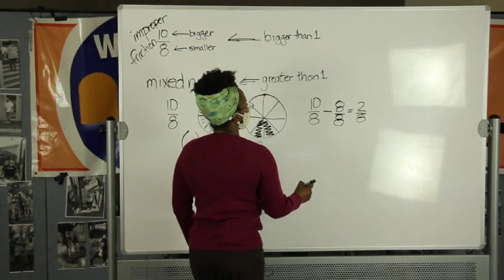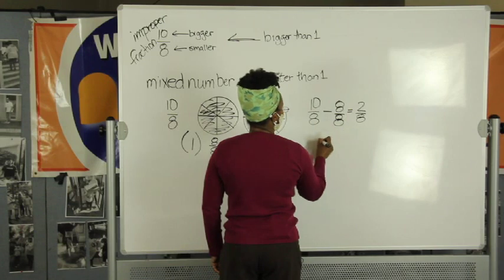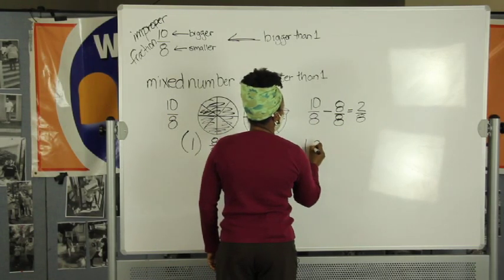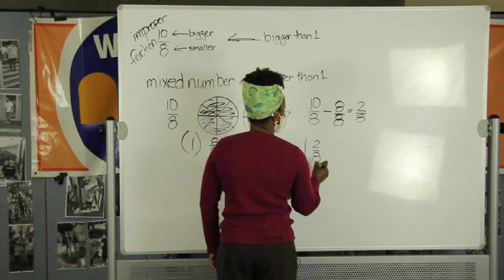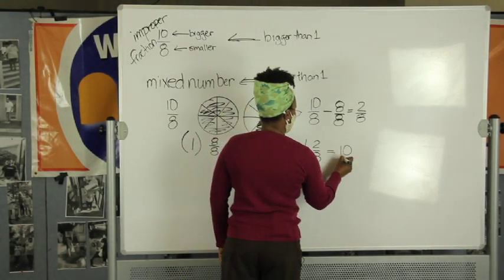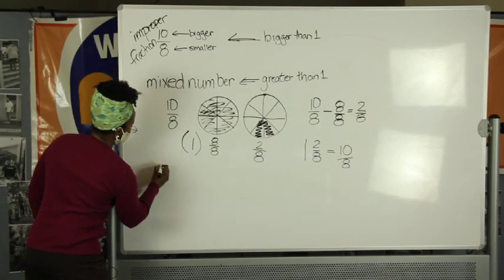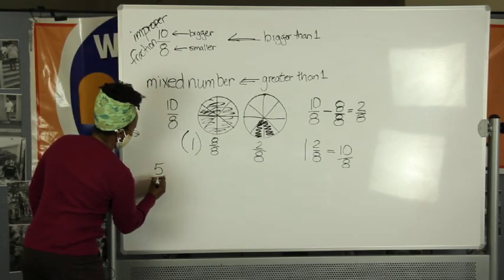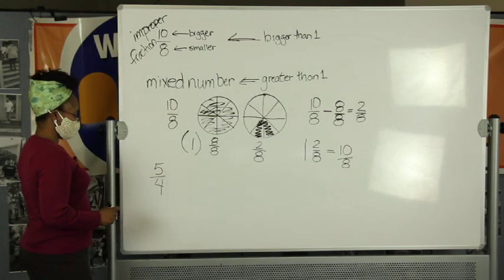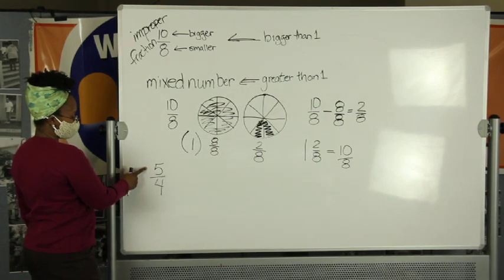And so now you have 2/8. So now, this is what you're going to do. You're going to say this one whole and 2/8 is the same as 10 over 8. All right, let's try this with another improper fraction. We're going to do 5 over 4. We know this is an improper fraction because the denominator is smaller than the numerator.